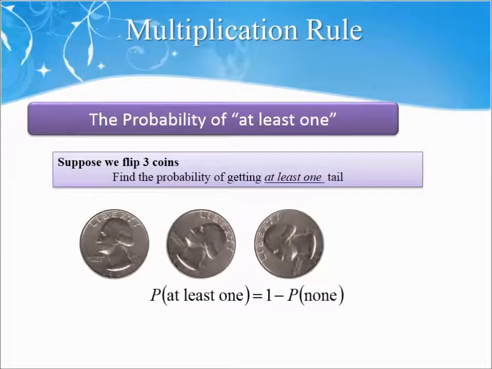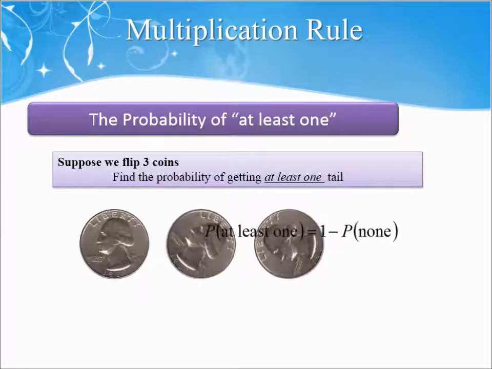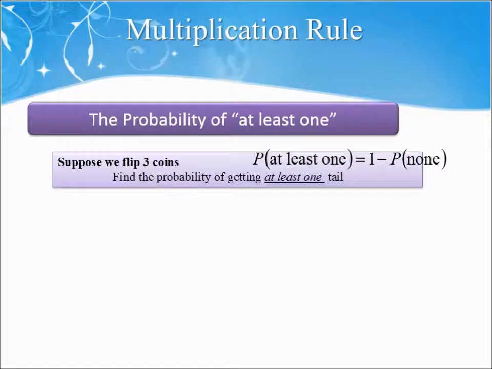That is to use this formula. It says the probability of getting at least one tail is the same thing as 1 minus the probability of getting no tails. So it seems at first, why would we bother with the probability of none? But occasionally, finding the probability of none is easier to find than the probability of at least one directly. So we can find the probability of none and subtract that probability from 1 to find the probability of at least one.